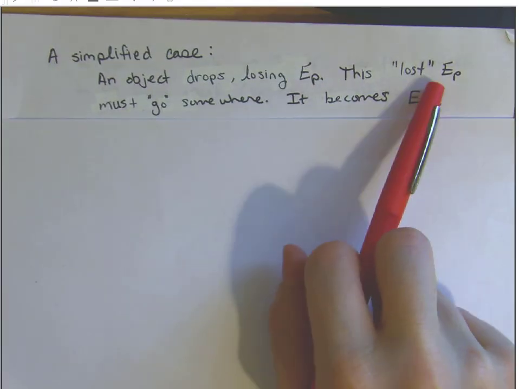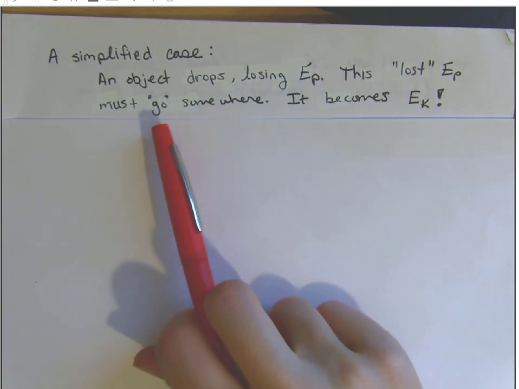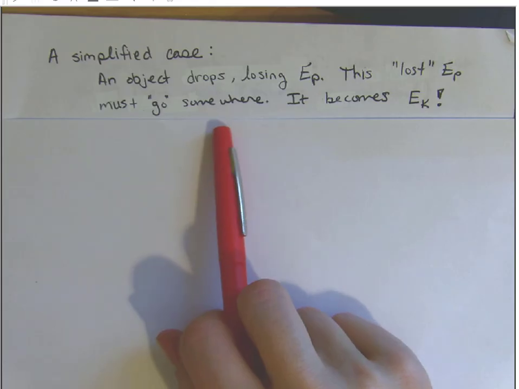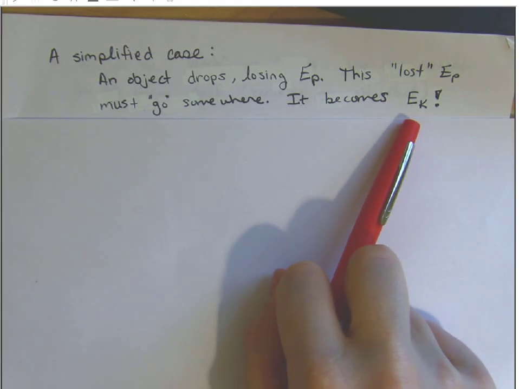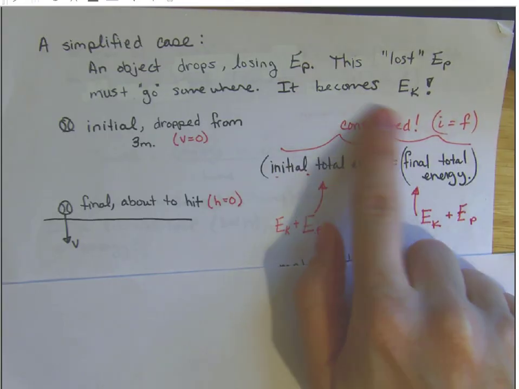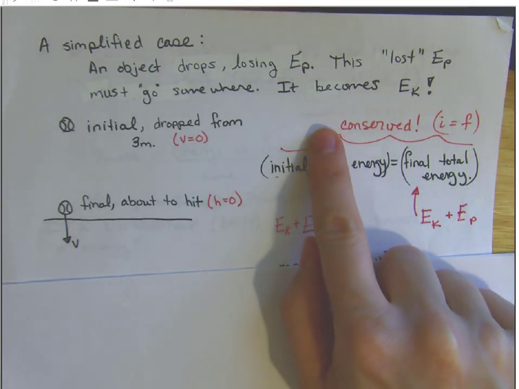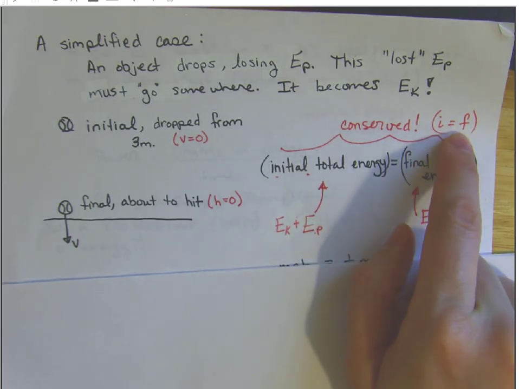The lost gravitational potential energy can't just be destroyed; it has to go somewhere else. So in our simplified case, it is going to become the energy of motion, kinetic energy. So what we're going to do is apply the idea of conservation of energy to the situation. And conservation in physics really just means the initial amount of something is equal to the final amount of something.